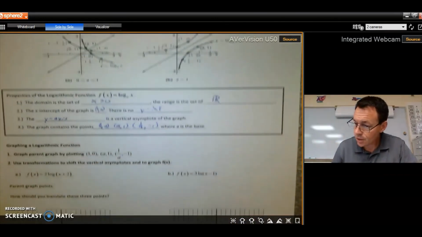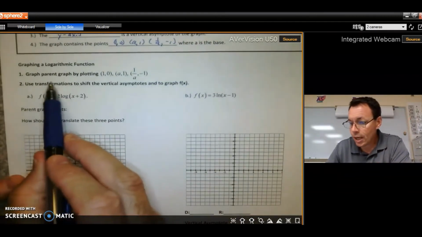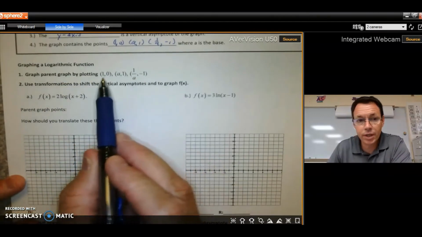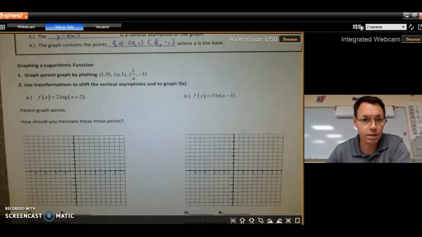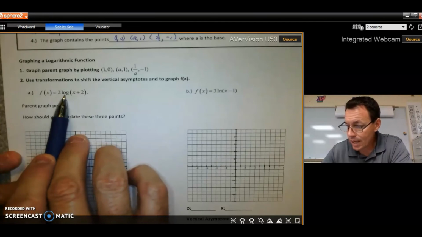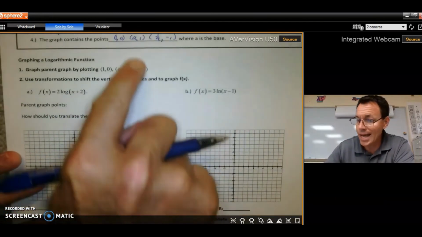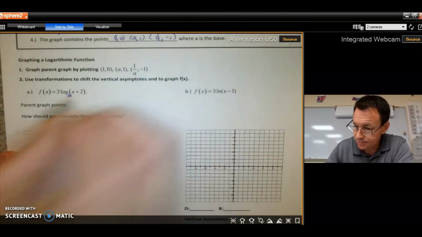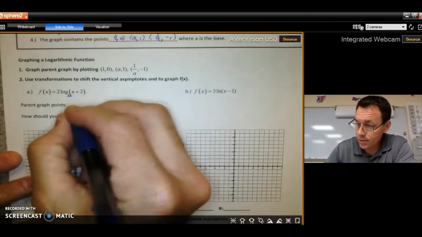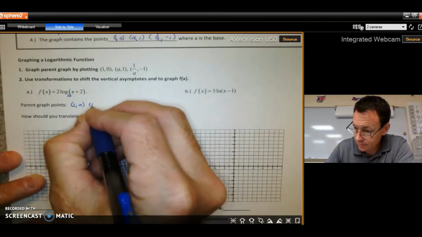Okay? So, when I come down here and I say we're going to graph the parent graph using these points, but then we're going to use any transformations and shifting that the problem tells us to do. So like this one, 2 times log of x plus 2. So first off, make sure you understand what your base is, your a. Okay, this is a base 10. Okay, so that's our a. So our starting points are going to be (1, 0). It's going to be (10, 1).